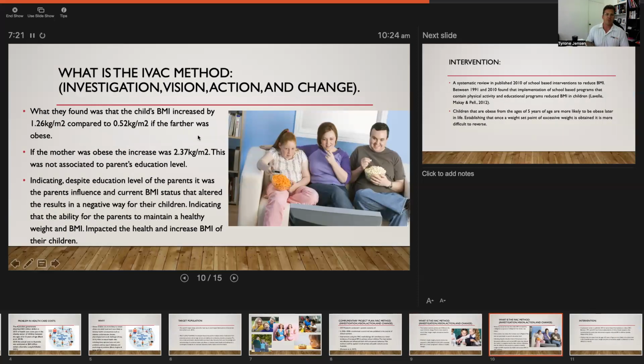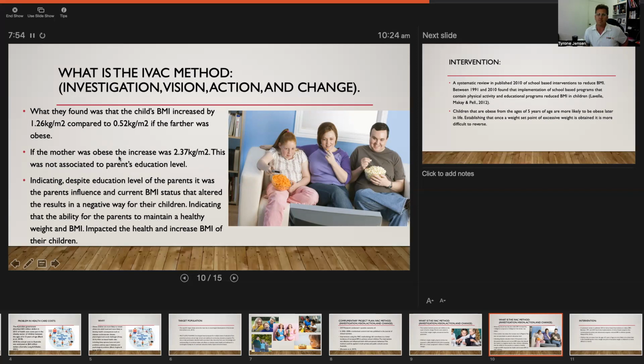Now, what they found using the IVAC method, Investigation, Vision, Action, and Change, is that the child's BMI increased by 1.26 compared to 5.2 if the father was obese. So what they found is that if the father was obese, there was a 1.2 kilogram per meter squared increase in BMI relative to if the father wasn't. If the mother was obese, the increase was 2.37 kilograms per meter squared. This was not associated with the parents' education level.